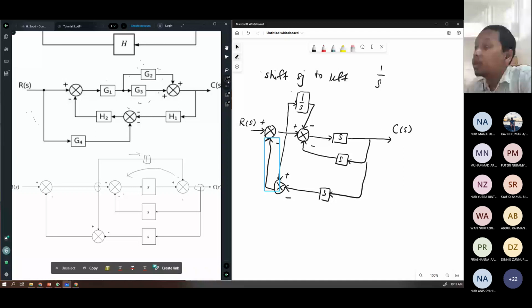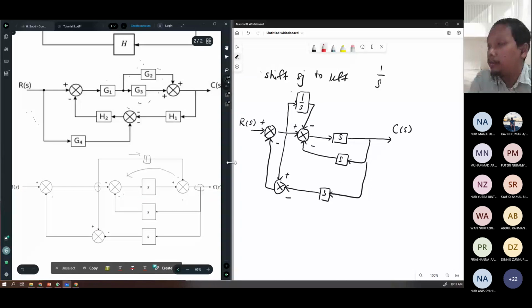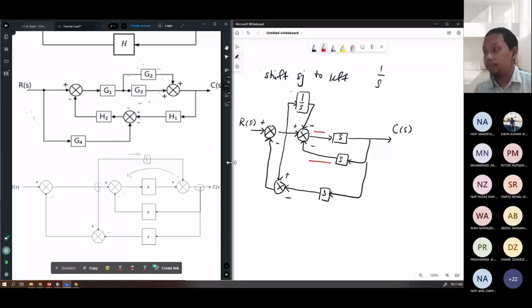After we shift the summing junction, we can see the arrangement becomes slightly simpler than before. The arrangement at the back here, this s and this s here, is in feedback, because one of them is going forward and the other going backward. So this is in feedback.